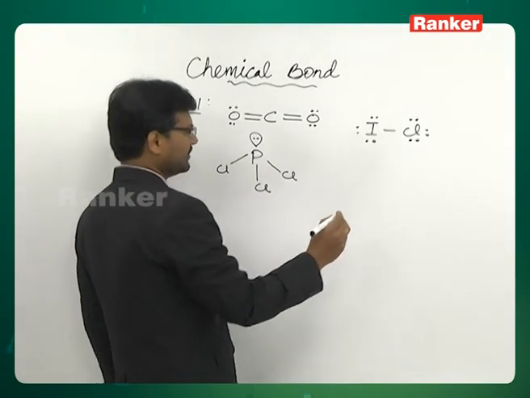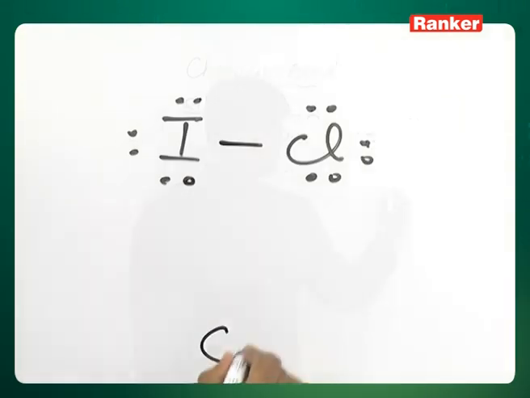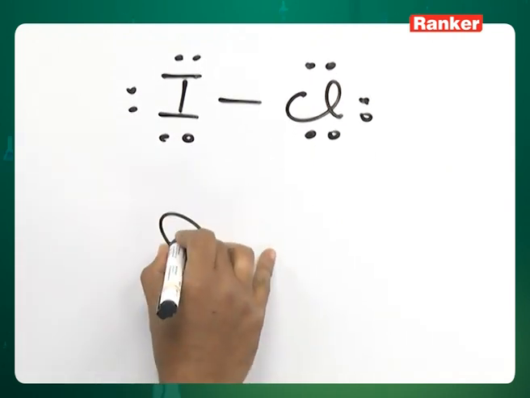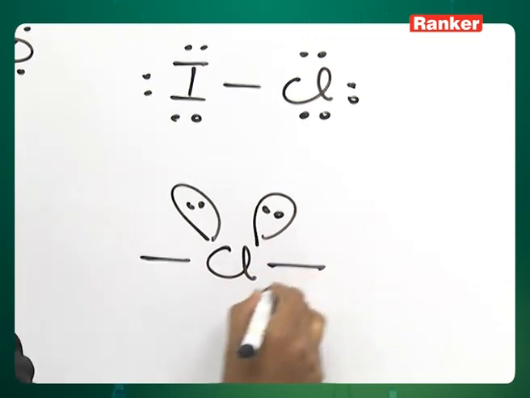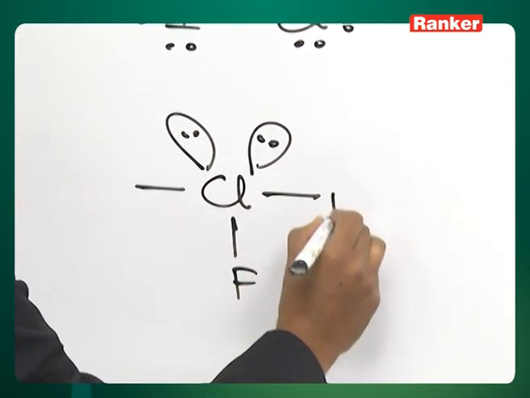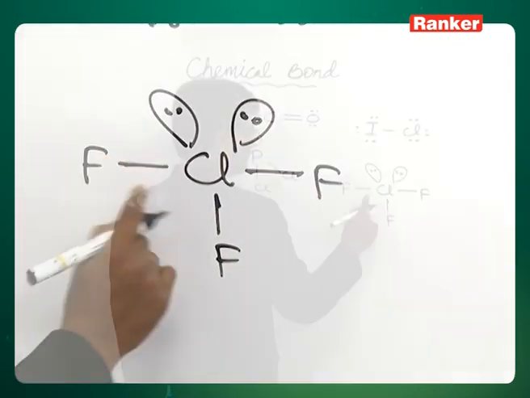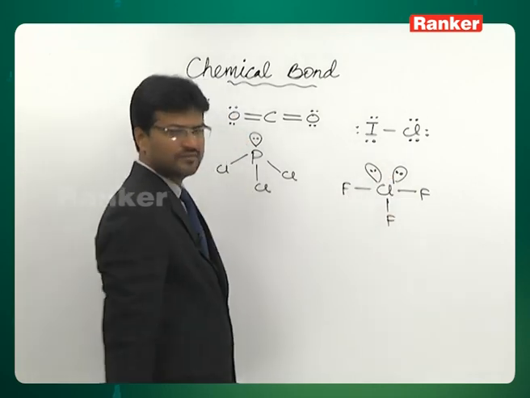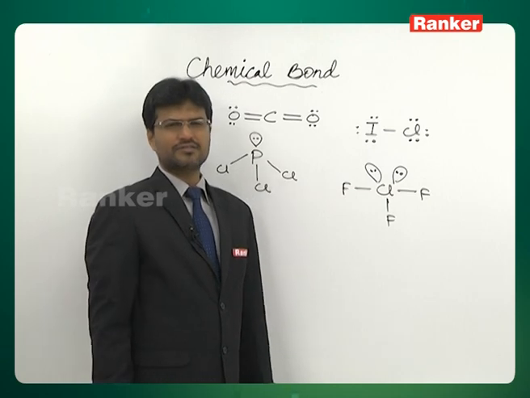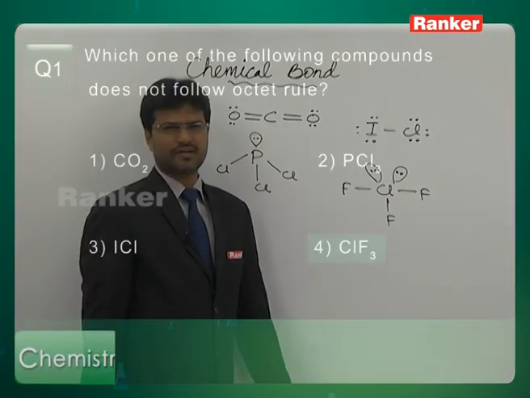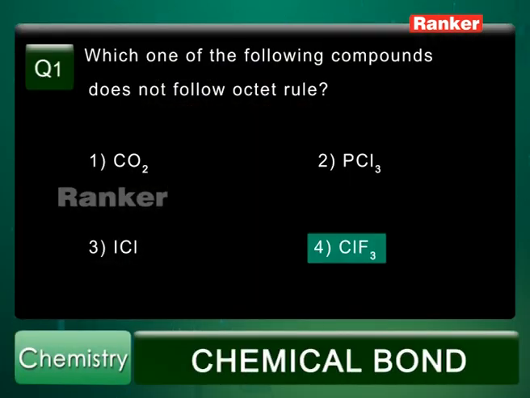Now the last example, ClF3. The central atom chlorine has got 2 lone pairs and 3 bond pairs. So it has 5 pairs of electrons, which comes to 10 electrons. So this is violating octet rule. So this is not following octet rule. So the correct answer is 4th option, ClF3.